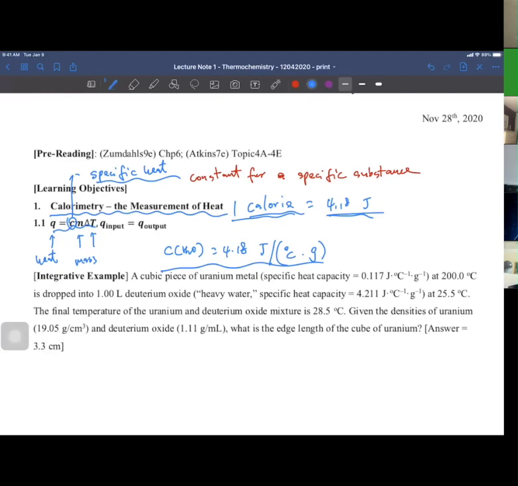Make sense? Okay. And then another important equation used here is called Q input equals Q output, which means we suppose there's no energy loss, there's no heat lost. All of the energy released from the hot substance will be absorbed by the cold substance. So all of the calculation is built on this equation.